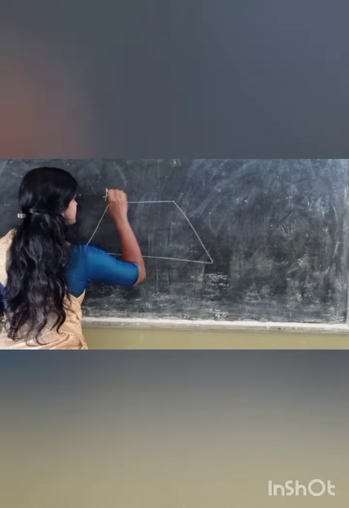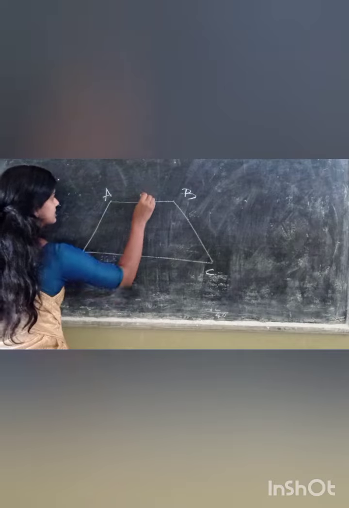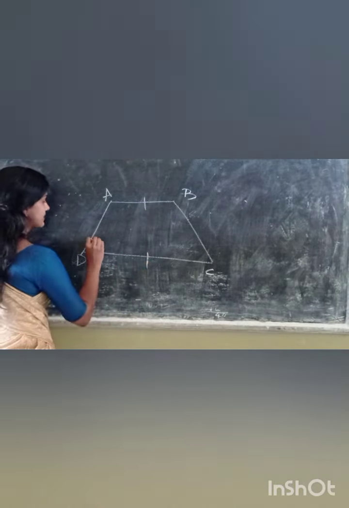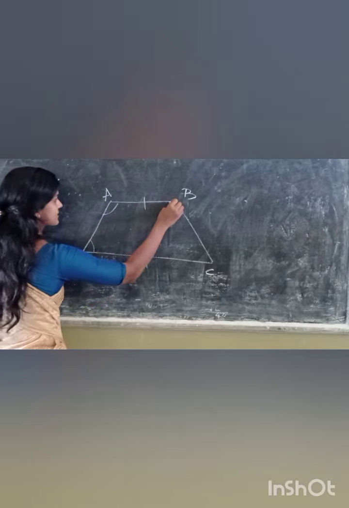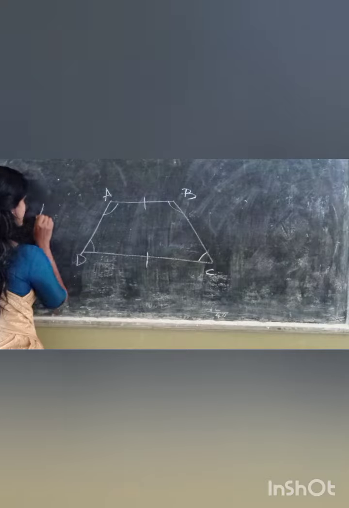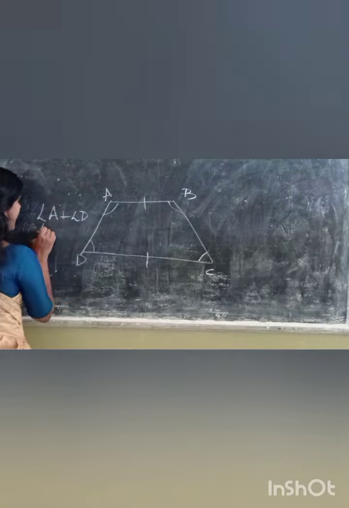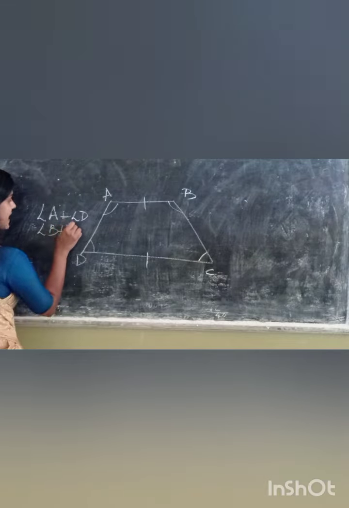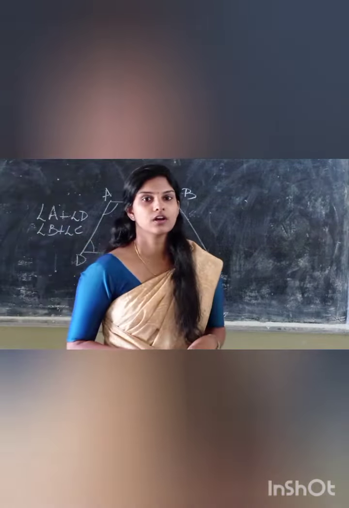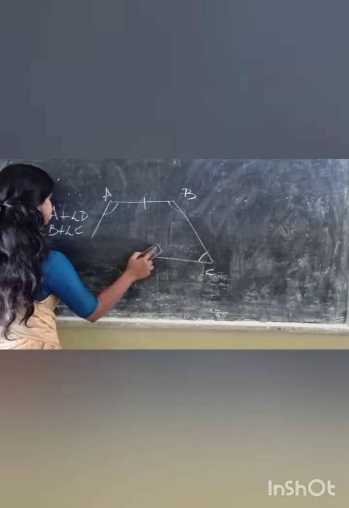And this is a trapezium A, B, C, D. The side AB will be parallel to DC, and the angles between these non-parallel sides, okay? The sum of these angles, that is angle A plus angle D and angle B plus angle C, will be what? It will be 180 degrees. This was what we dealt with in the last class.